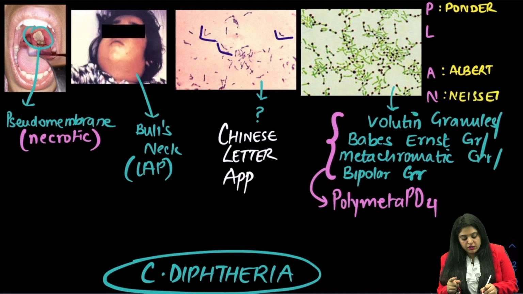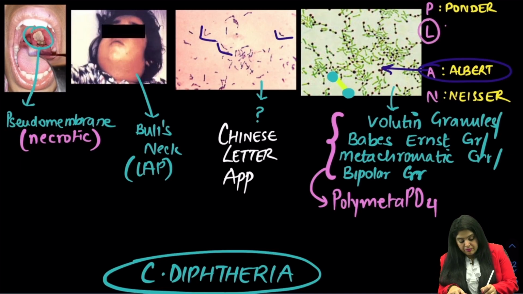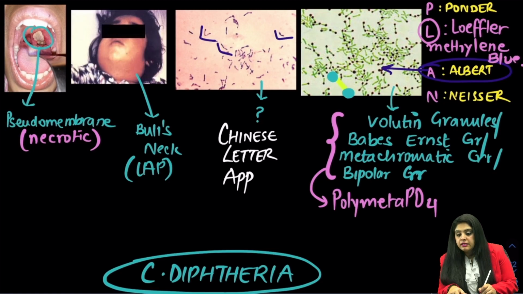In fact, the picture given over here is Albert staining. The picture that you have over here is the Albert staining, and you can see there's a green color bacteria and there are these blue color granules. So this is Albert staining that has been given. But nowadays, they are saying which is the best stain that we have. We have Loeffler methylene blue as the best stain. Loeffler methylene blue is going to be the best stain.